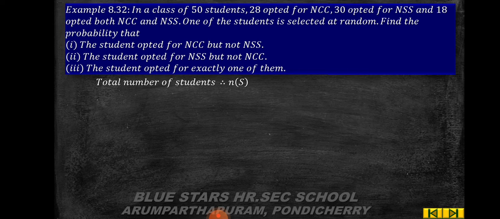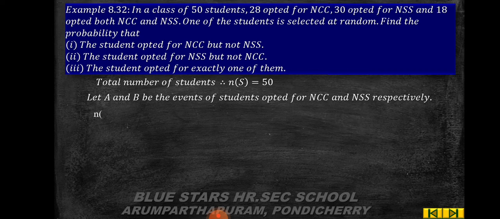So total number of students, n(S), is equal to 50. Let A and B be the events of students who opted for NCC and NSS respectively. So n(A) is equal to 28, n(B) is equal to 30. And n(A ∩ B), that is the students who opted for both NSS and NCC, is 18.